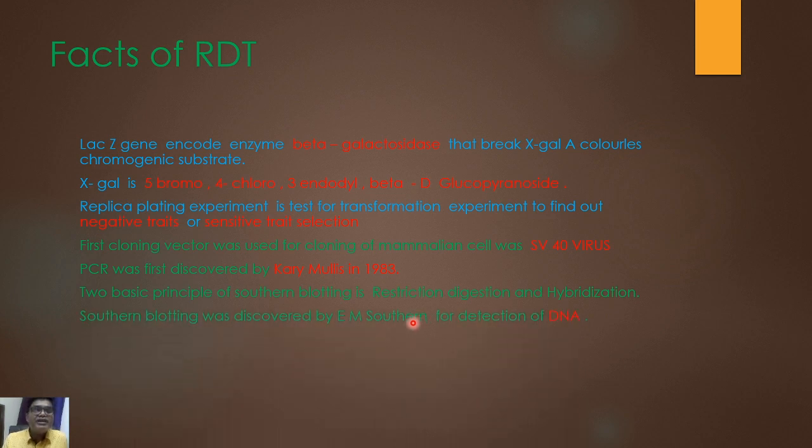Next, Southern blotting was discovered by E.M. Southern, for the detection of DNA molecules. Next, Northern blotting was discovered by Alwine for the detection of RNA molecules. Southern and Northern, there is a difference: one for DNA, that is Southern, and one for RNA, that is Northern. Next, Western blotting. It is used for detection of protein. It is a confirmatory test of HIV virus.